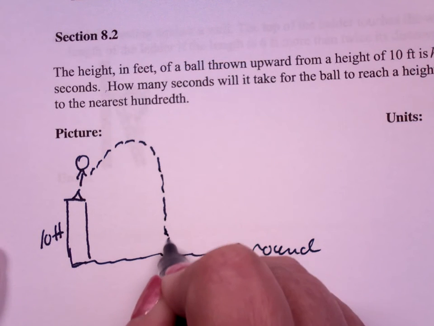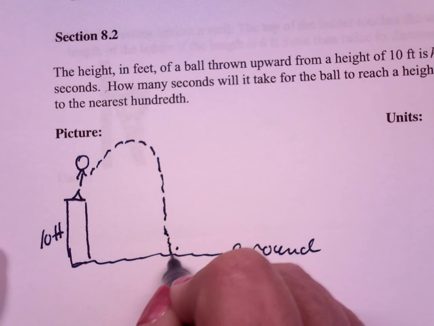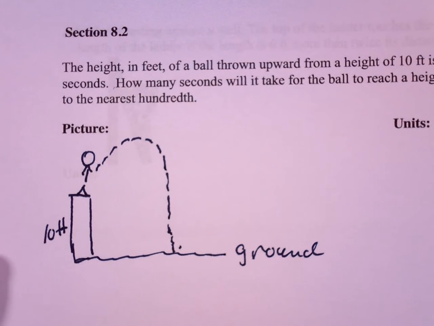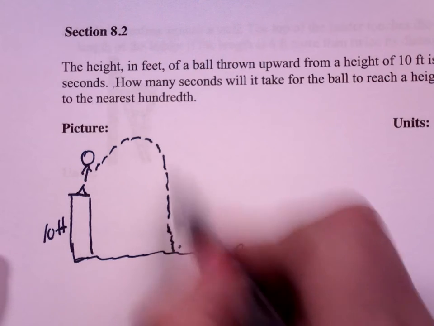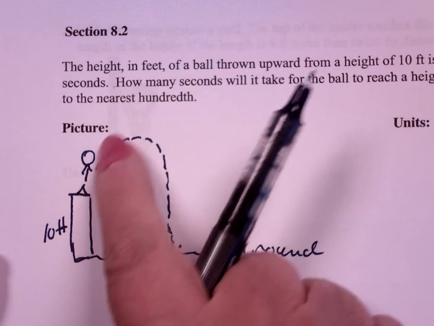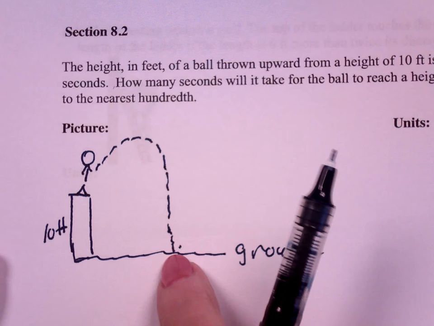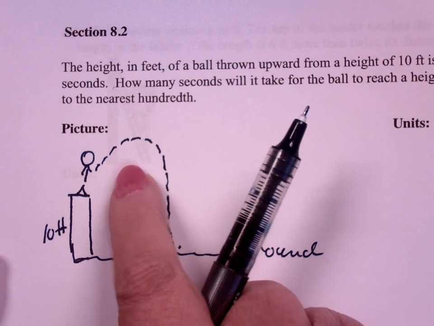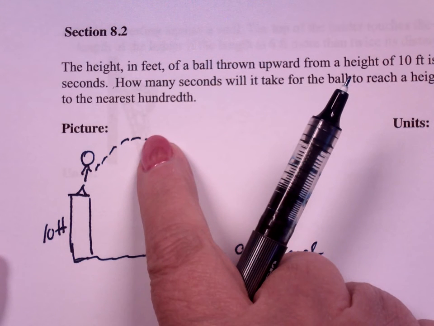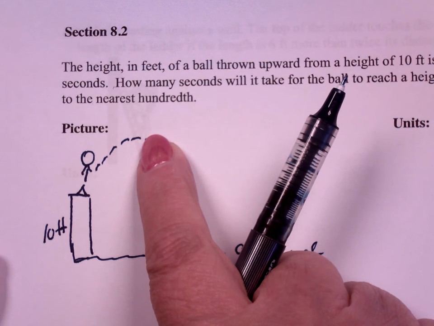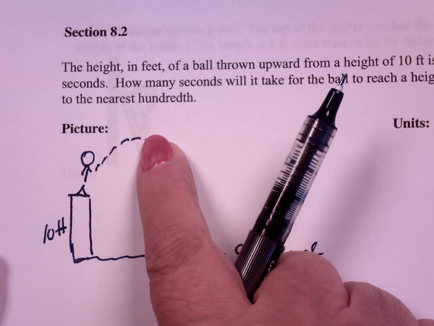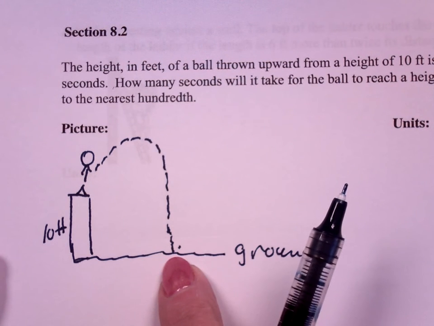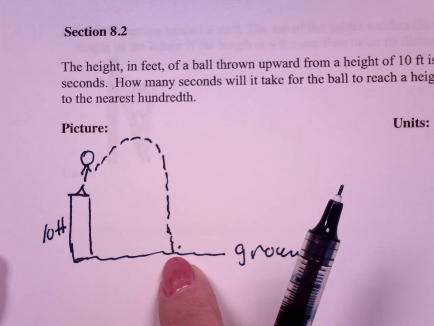So I can ask all kinds of questions. We're only asking one of them now. This is the picture. Anytime you throw something up, it comes back down, it makes a parabola. I could ask you, what is the maximum height that the ball gets? That's 8.5. When does it hit the ground? That's 8.2 and 8.5.